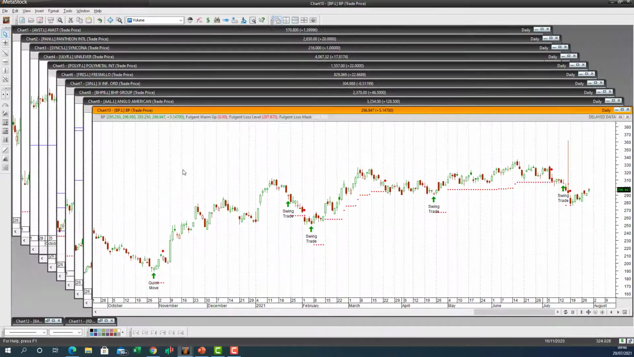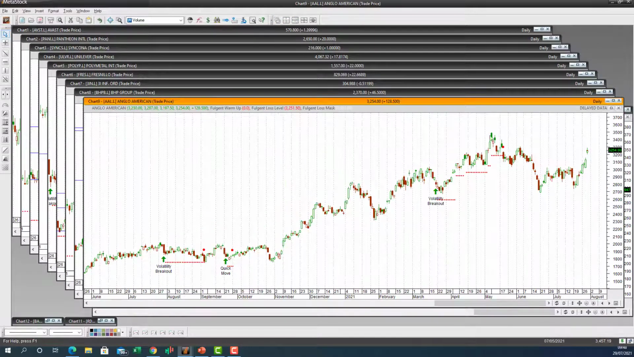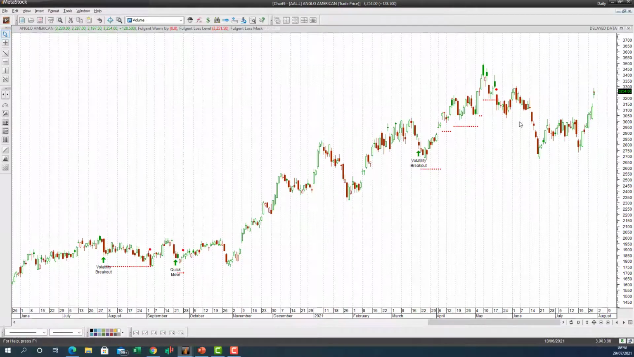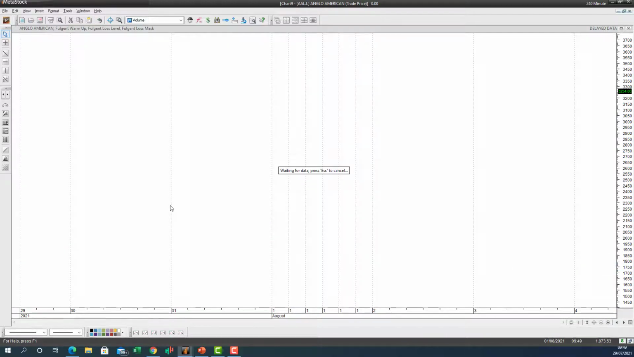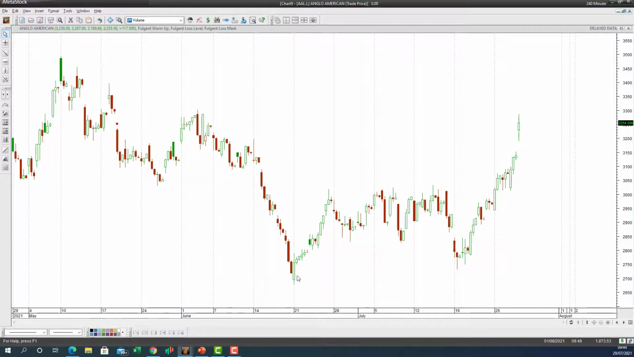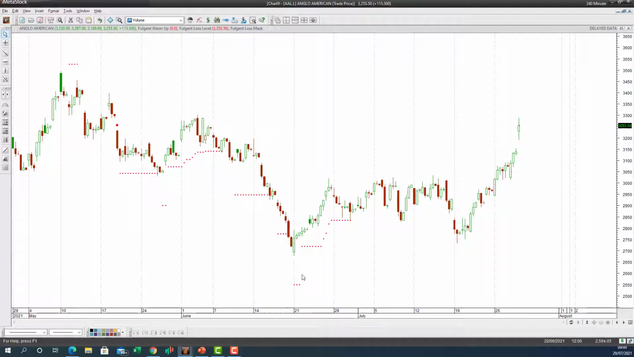And then the last one I'd like to cover, Anglo-American. Quick move, volatility breakout, some nice trades there. What's happening on the 4-hour chart? You can see there loads of signals. Swing trade there, the most recent swing trade worked out beautifully. Another swing trade there, volatility breakout. So far so good. A couple of nice trades.